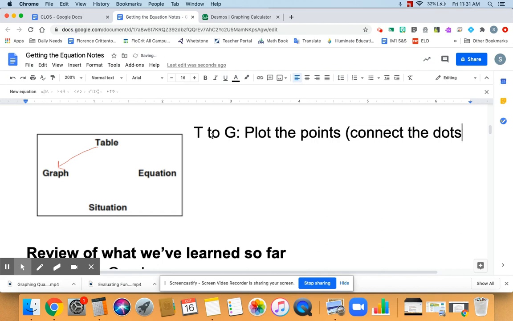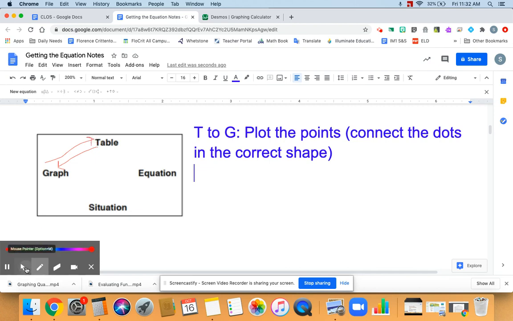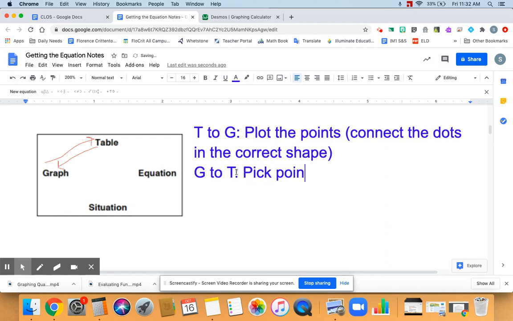You need to connect them to the correct shape, depending on what type of graph it is. But in this case, it's a parabola that you're going to always make. So we know how to do one of them. If I'm at a graph and I want to go back to the table, honestly, all you do, so graph to table, is pick some points on the graph and write them in a table.